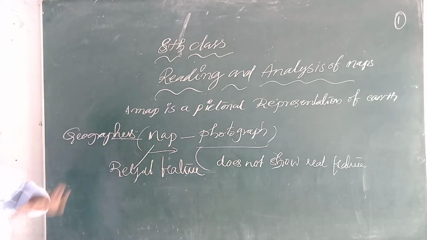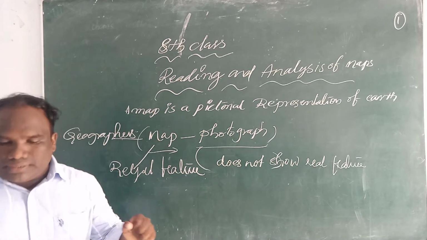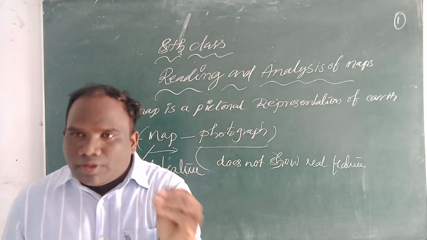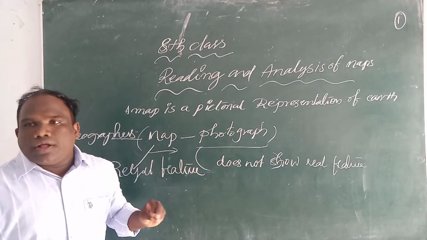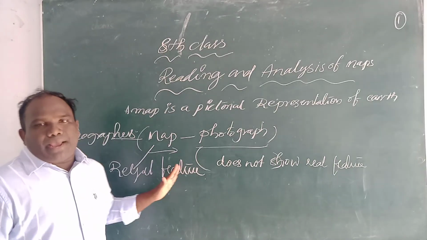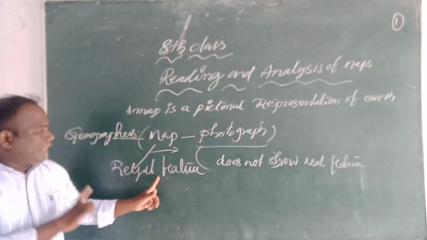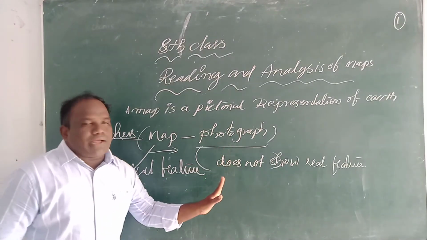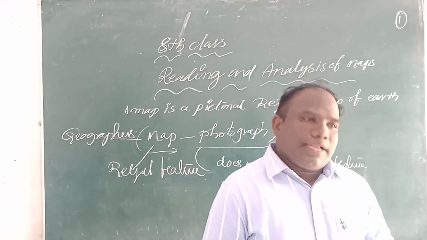Who are the geographers? A person who studies the physical features of the earth. They have to use maps. A map always shows the real features, but a photograph does not show the real features.